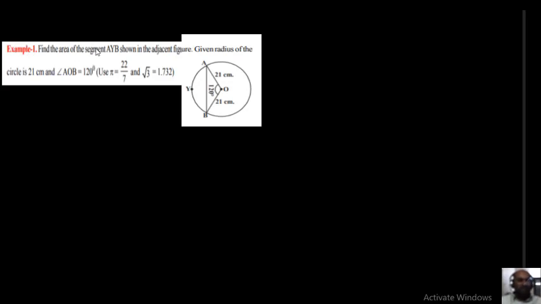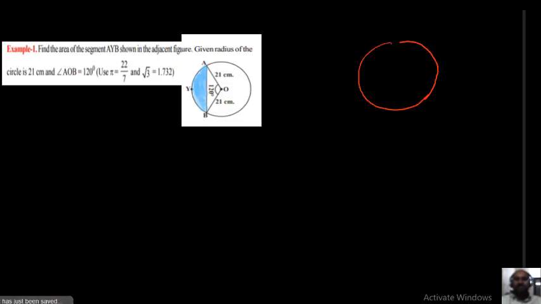Find the area of the segment AYB. Students listen, find the area of the segment AYB shown in the figure. Given the radius of the circle is 21 centimeters, angle AOB is 120 degrees. I will draw a rough sketch for this again.